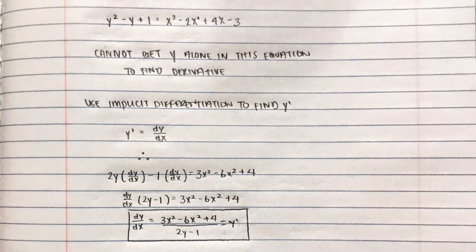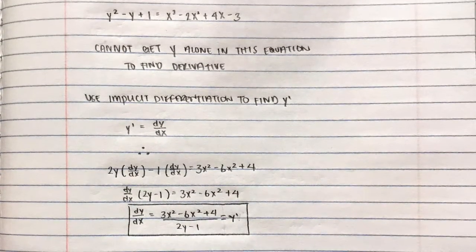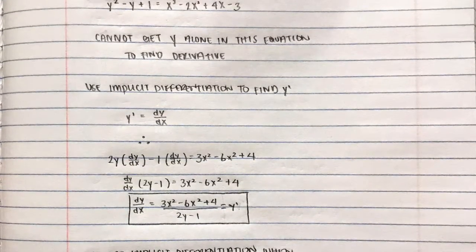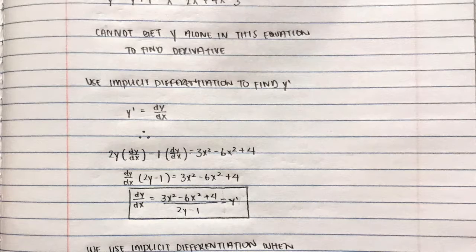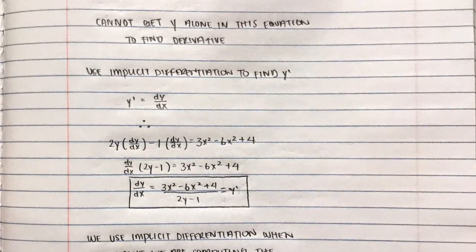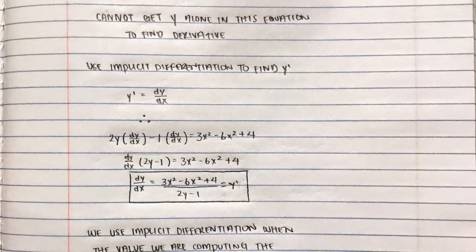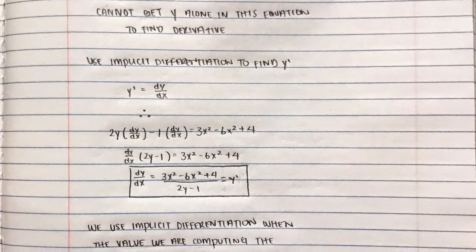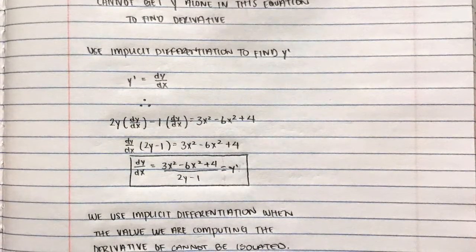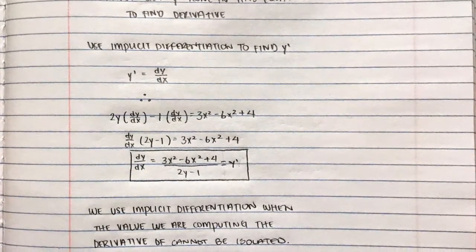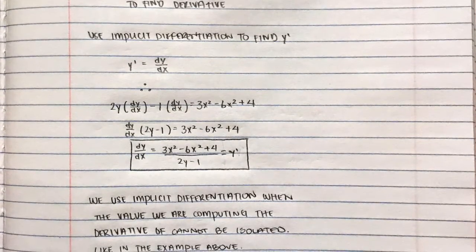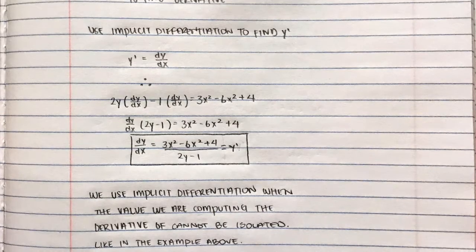However, in order to find y prime, every time we find the derivative of y, we do it like we would normally take a derivative of a variable. For example, the derivative of x squared is normally just 2x. For example, y squared would be 2y. But because we want to find the derivative y prime, we must also multiply the variable we computed, 2y, with dy/dx.